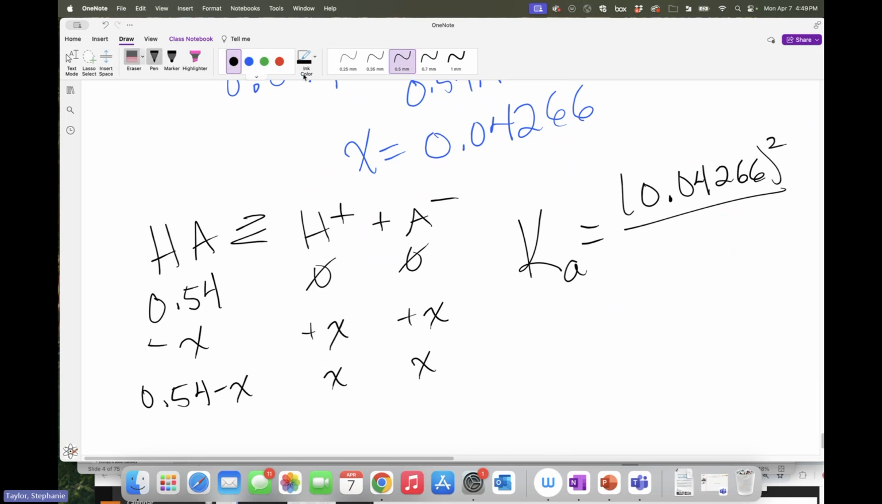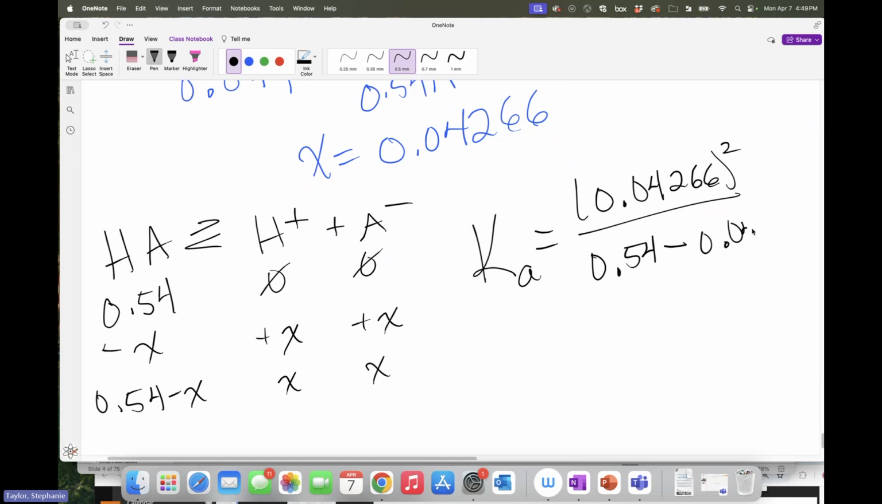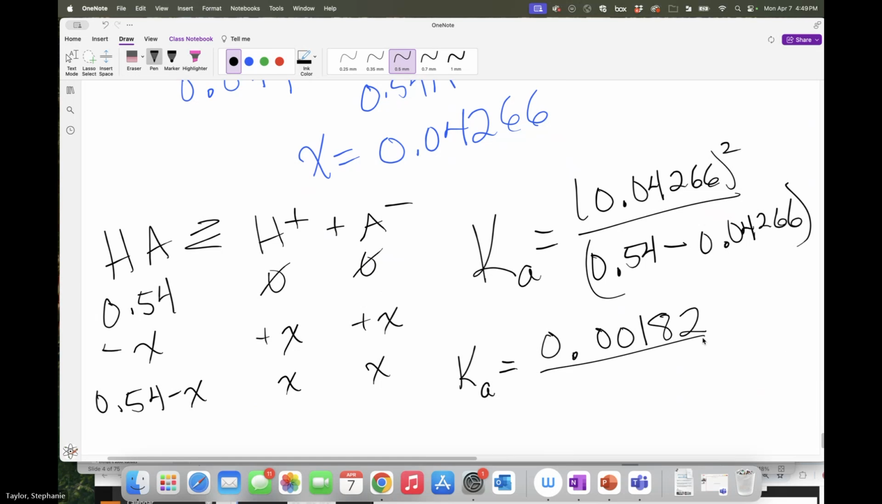No approximations if you have percent ionization. You do not get to use approximations if you have percent ionization. If you have percent ionization, do not use the approximation method. Don't do it, because you'll get the wrong answer and you'll be sad. 2 divided by 0.54 minus 0.0.